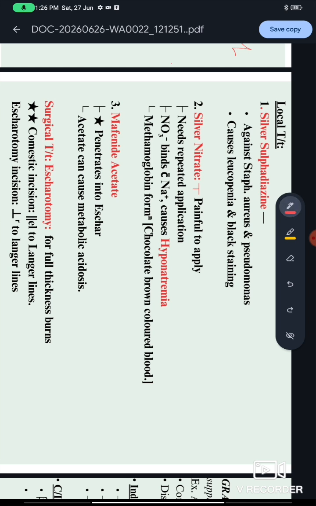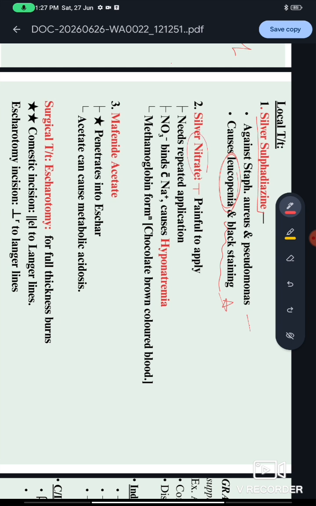Local treatment of burns. Firstly, silver sulfadiazine. Now, this is very much effective against the bacteria that are present on the burns wound, that is the Staph aureus and Pseudomonas, which are responsible for the septic shock causing the late death. But the side effect is that it causes leukopenia, black staining. Next is silver nitrate. It is painful to apply.